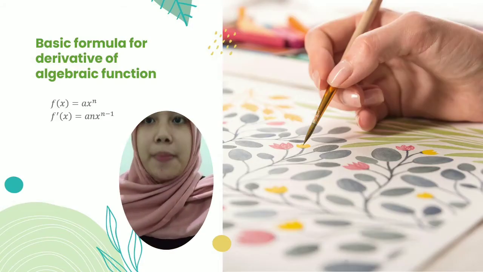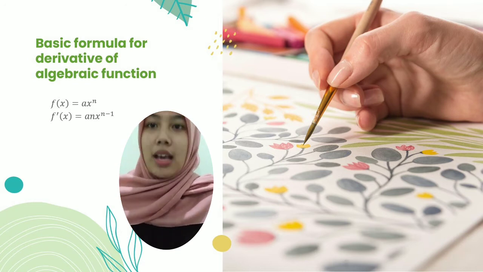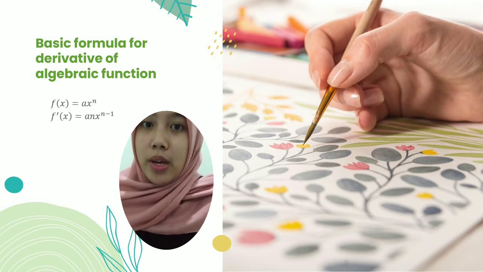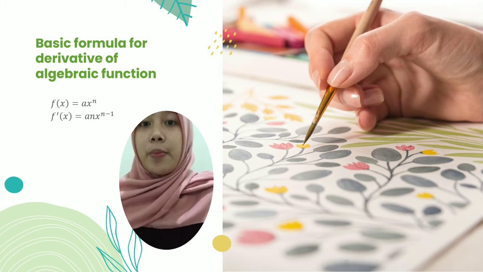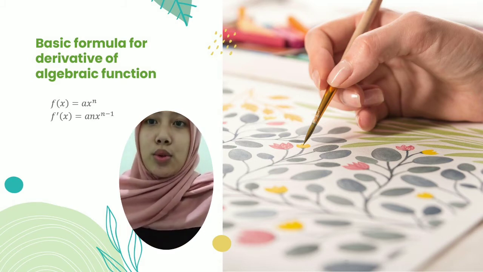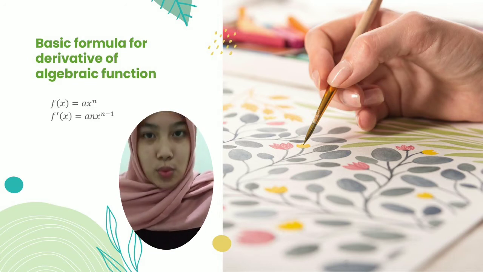The next is the basic formula for the derivative of an algebraic function. f(x) equals a times x to the power n. So, f prime x equals a times n times x to the power n minus 1.